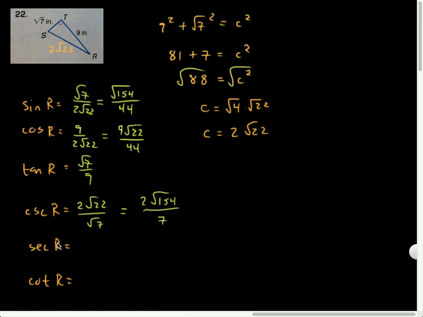And for secant r, that would be hypotenuse over adjacent, or it's just the reciprocal of the cosine of r. So that's going to be 2 roots of 22 over 9. And I don't actually have to modify anything there. That's fully simplified. And for cotangent r, that would be adjacent over opposite. So that's 9 over root 7. I'd multiply top and bottom by rad 7. 9 rad 7 over 7.